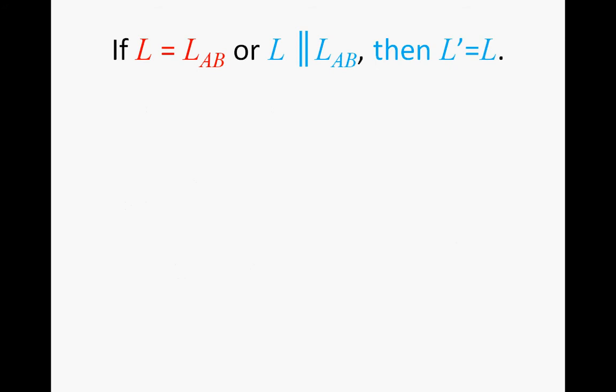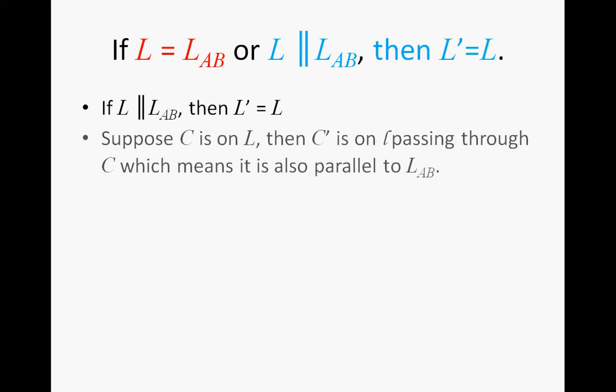All right, so let's say that L is parallel to the line L with vector AB in it. Then L prime is still the same as L. So let's go through this. If L is parallel to a line with vector AB, then L prime is the same as L. Again, picking a point C that is on L, then C prime is on line lowercase l passing through C, which means it is also parallel to line AB.